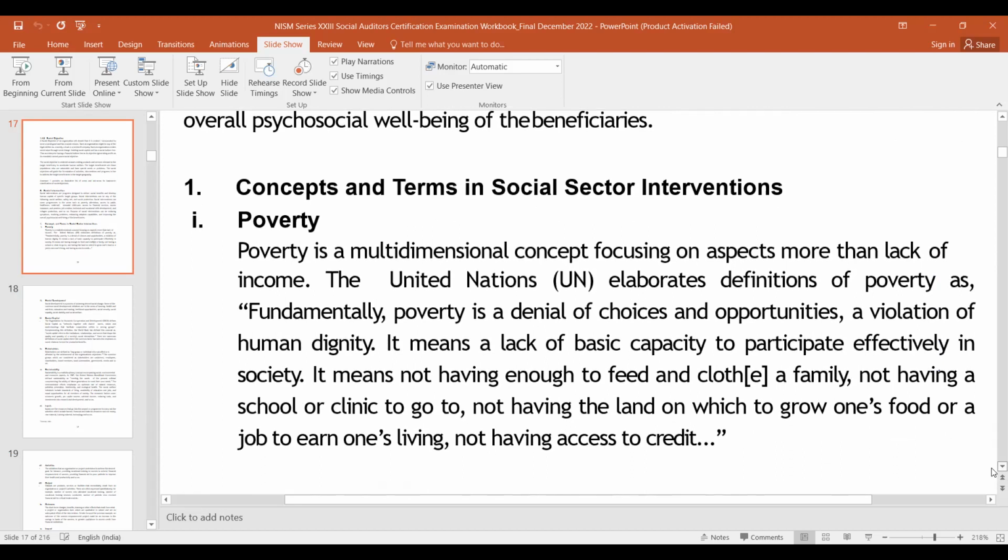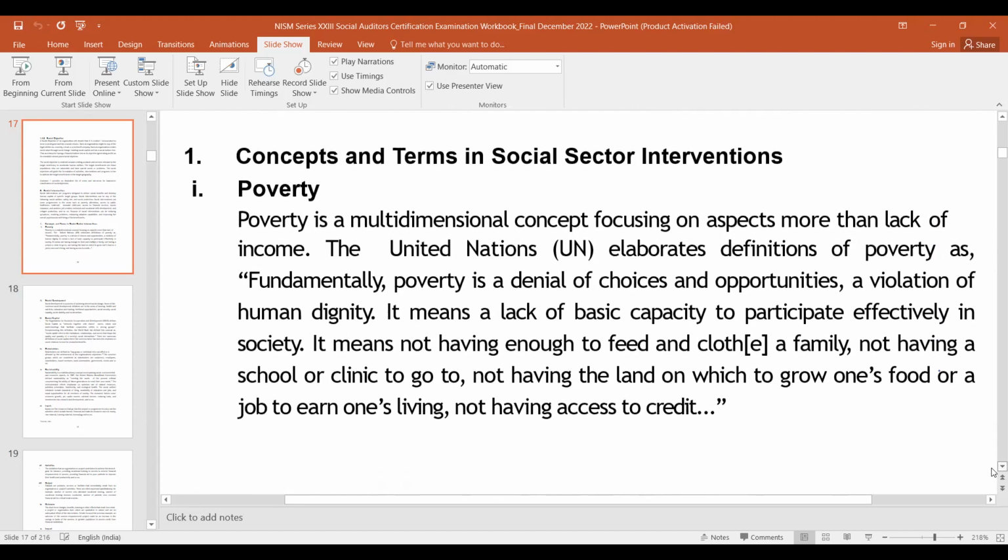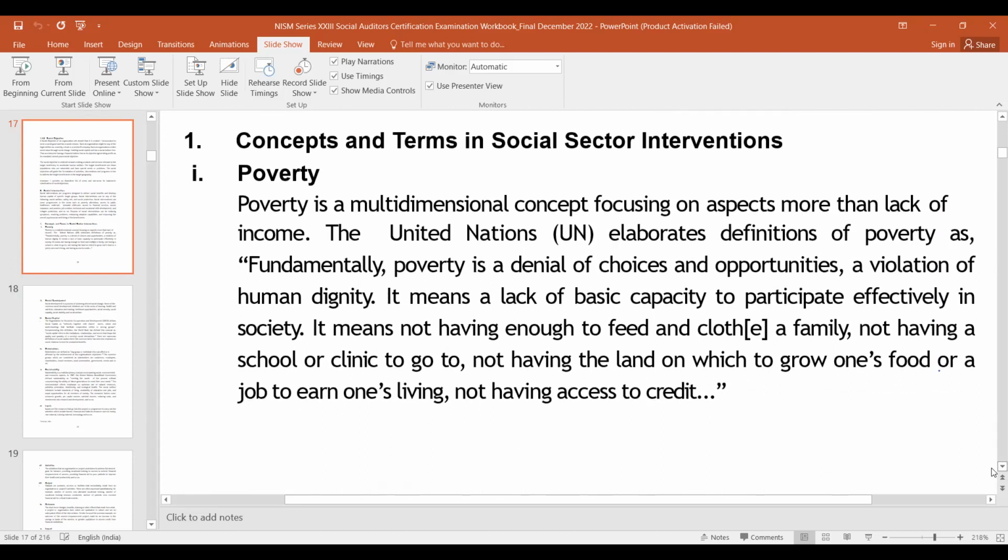अब ये social interventions में क्या क्या होता है? Poverty, ठीक है? तो poverty का alleviation. Poverty is a multidimensional concept focusing on aspects more than lack of income. So it is not merely lack of income, it is a multidimensional concept.